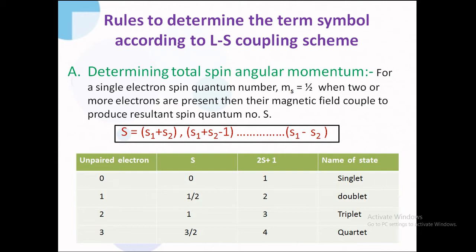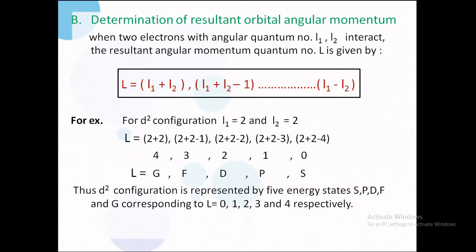Now we will discuss the rule for determining the resultant orbital angular momentum. It also extends from L1 plus L2 to L1 minus L2. We can easily explain it by taking an example of a d2 system. For a d2 system, there are two unpaired electrons, and these two unpaired electrons will occupy the d orbital. So L1 and L2 have the value 2.